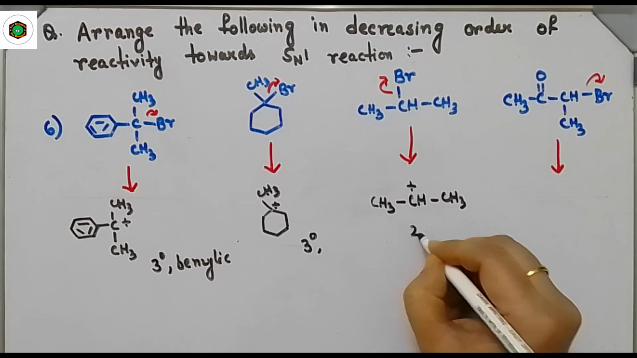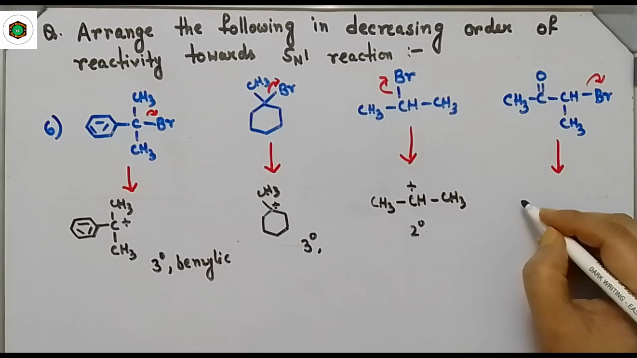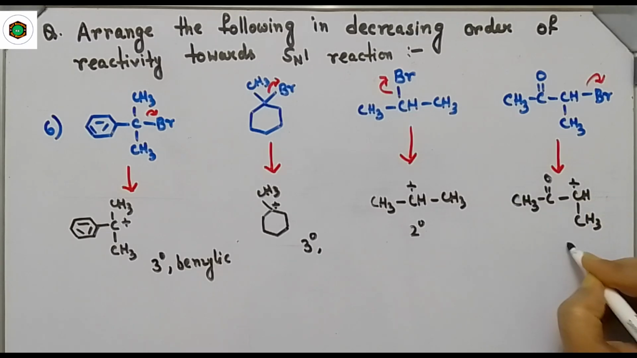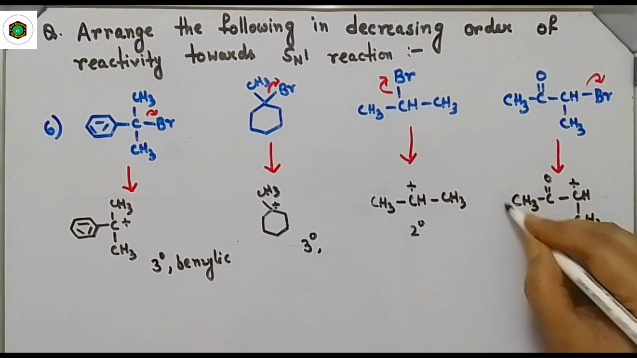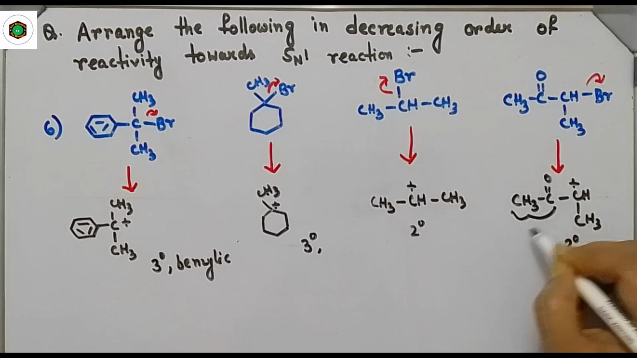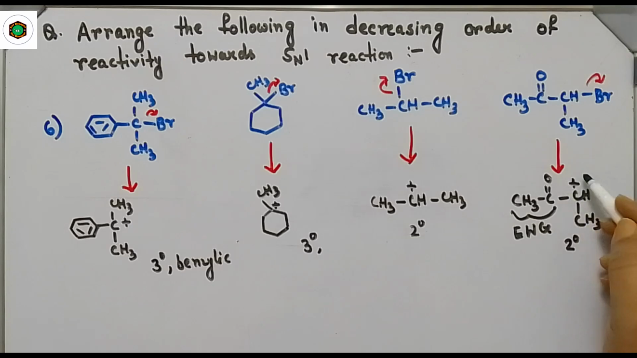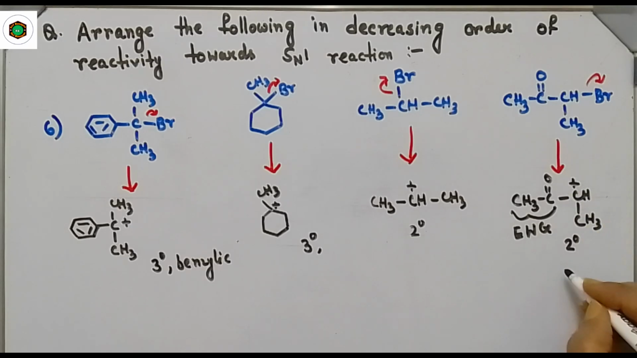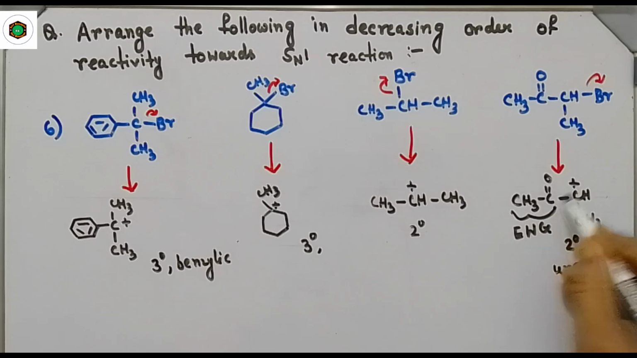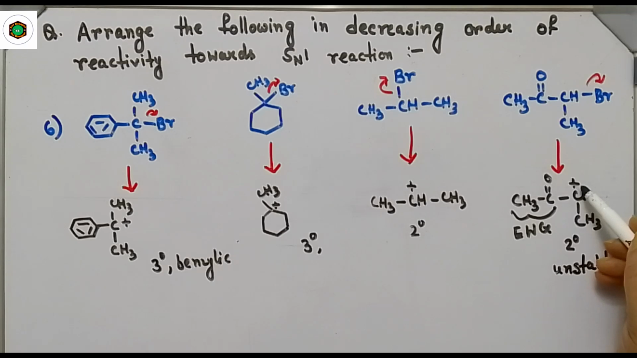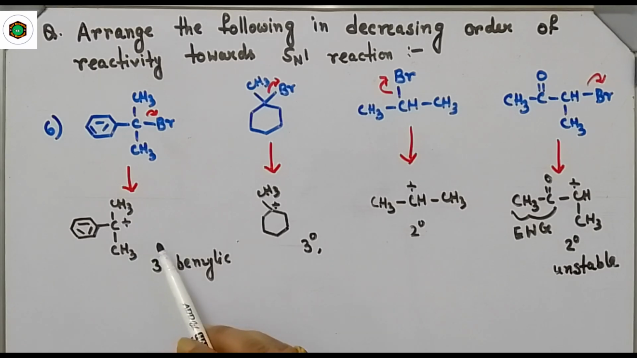Here carbocation is this one. This carbocation is secondary, and here you will get this secondary carbocation, but adjacent to that carbocation one electron withdrawing group is there which makes this carbocation unstable. So this carbocation is most unstable. Due to this electron withdrawing group, here positive charge density on this carbon atom will increase and it will make this carbocation unstable.